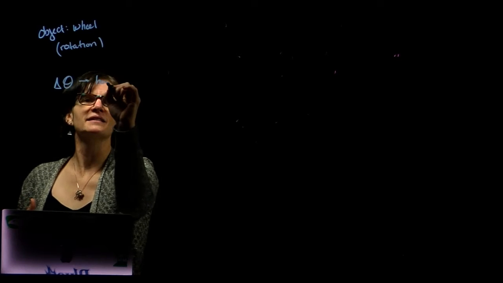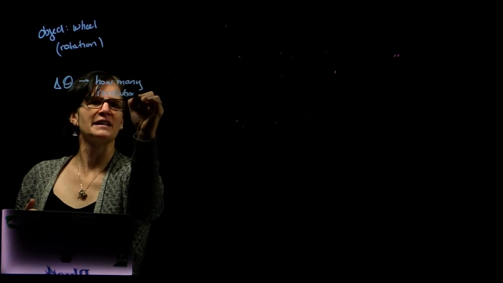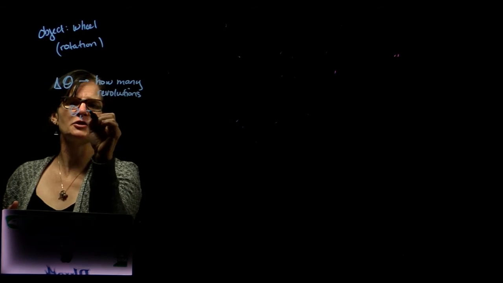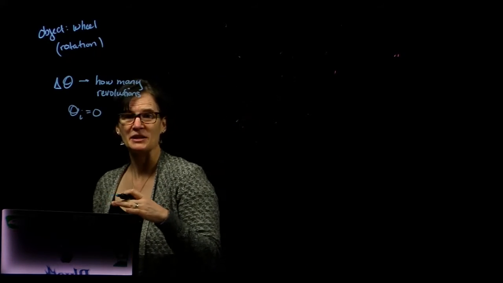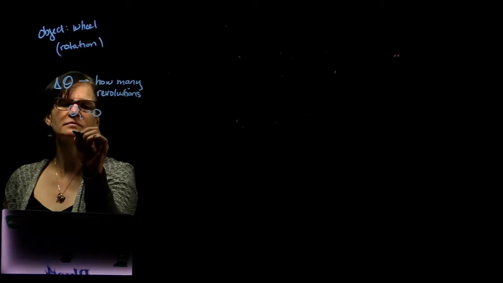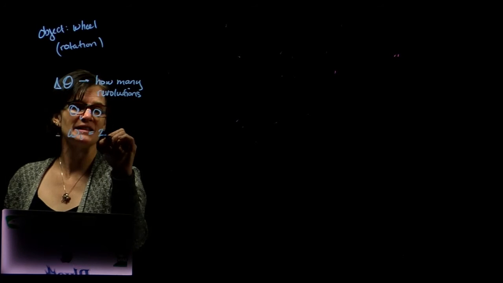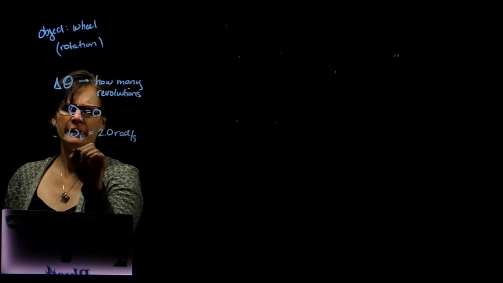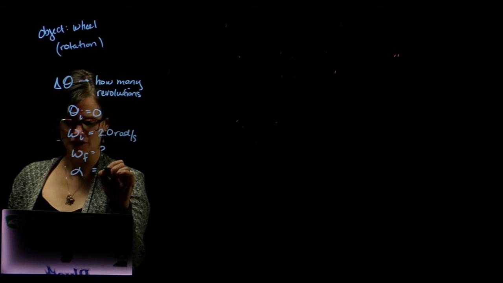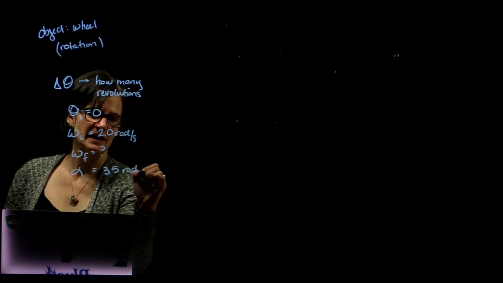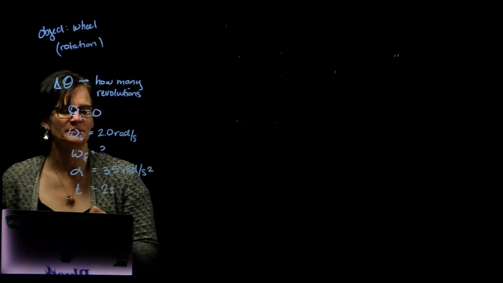Remember, how many revolutions. All right. And if we think of theta initial being 0, so it starts at our start point, how many revolutions it goes is going to give us that theta final. Our initial angular speed, we're told, is 2 radians per second. We don't know our final angular speed. Our angular acceleration is 3.5 radians per second squared, and our time is equal to 2 seconds.